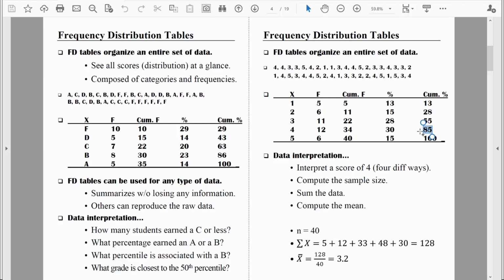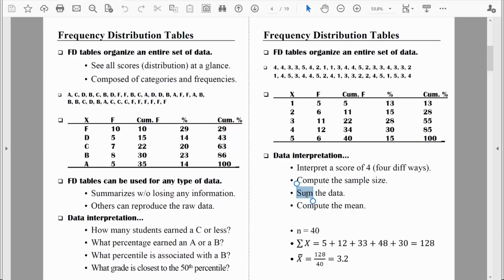When we're dealing with quantitative data, we could actually use these tables to compute a variety of things. So for example, if I wanted to compute the sample size, we could add up all of these frequencies, or we could just look at this final cumulative frequency. That's easy. We could actually do that with any type of data. But specifically, when we have quantitative data, measurement data, we can do some other things as well. So for example, we could sum the data.